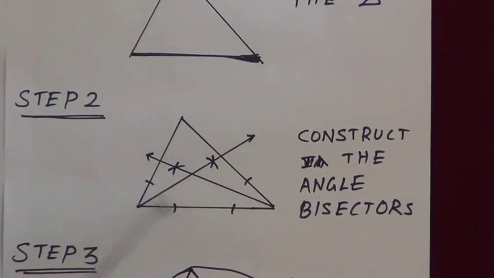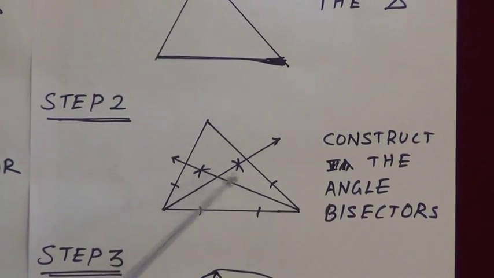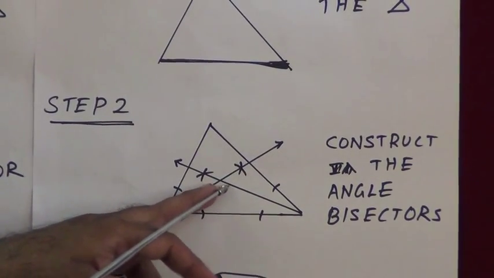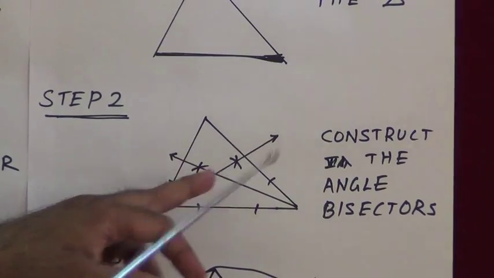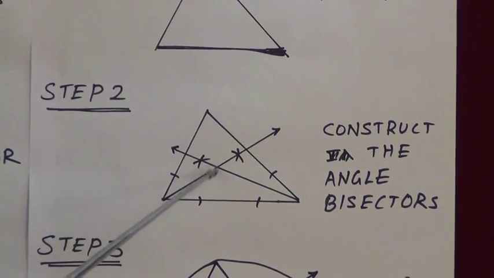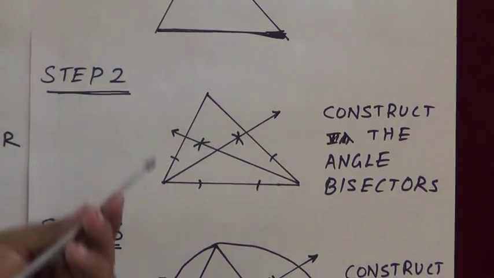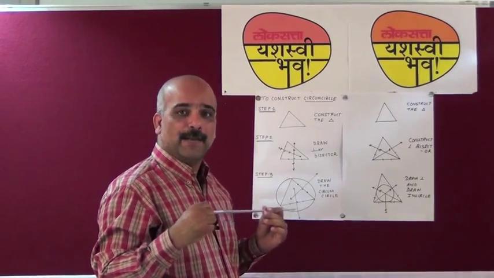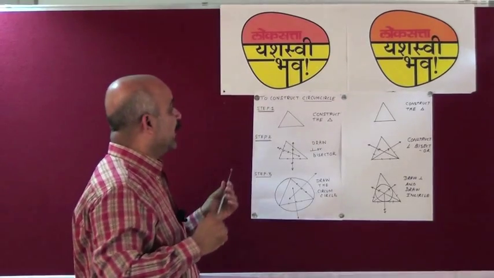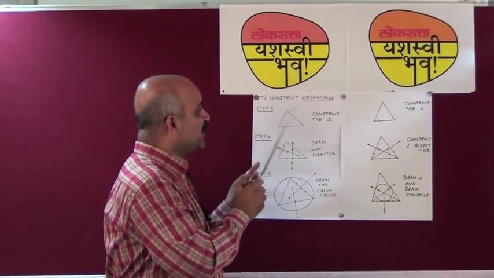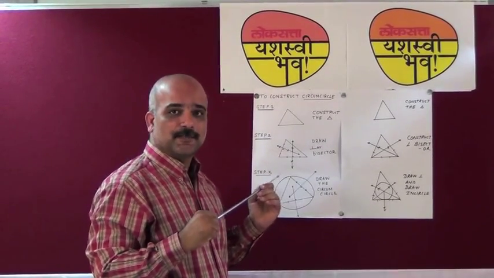Now after you draw the angle bisectors of the 2 vertices, the point that you get is what we call the incenter. Keeping the needle at the incenter, but before that there is one difference between a circumcircle and an incircle. After knowing the basics, let us start with the first construction, that is constructing the circumcircle.